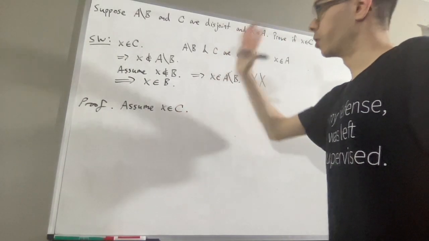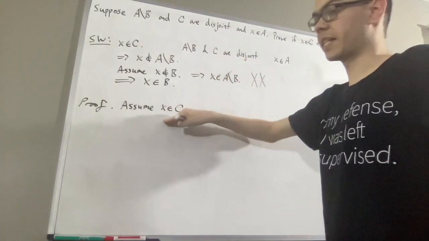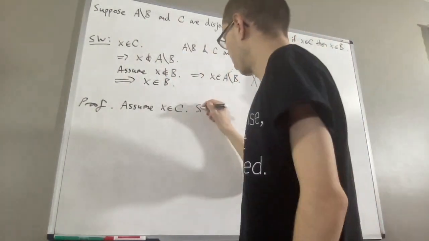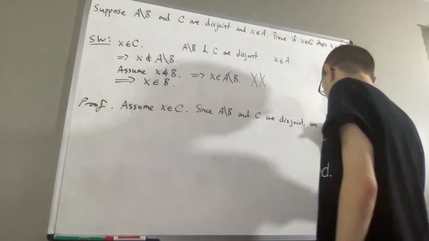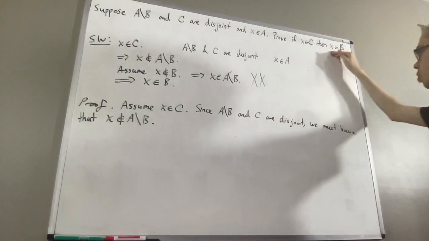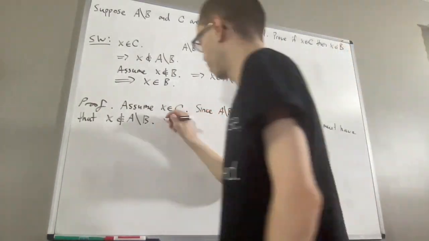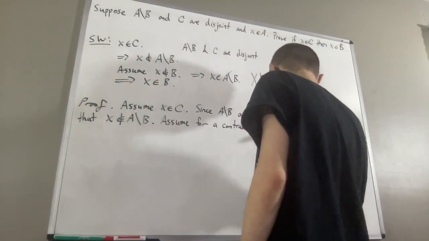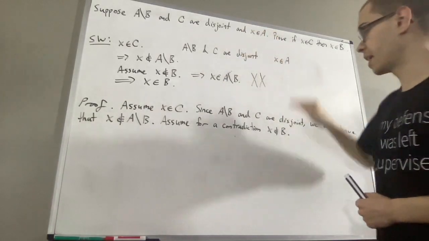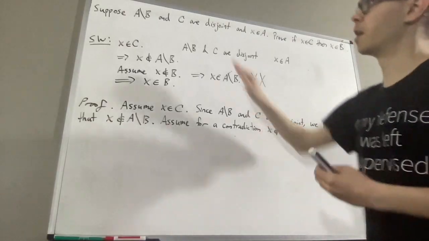So, using the fact that a set minus b and c are disjoint, well then, since x is an element of c, x can't be an element of a set minus b. Now, to show that x is an element of b, we assume for a contradiction that x is not an element of b. So then how do we reach a contradiction? Well, since x is an element of a and x is not an element of b, that means by definition that x is an element of a set minus b.